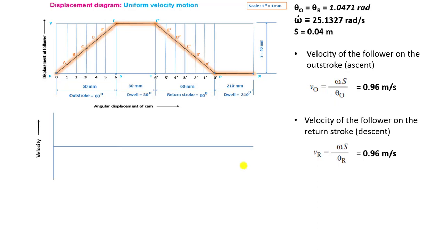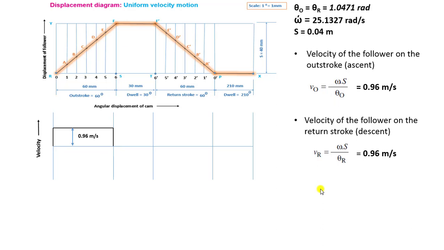Here, x-axis represents displacement of cam and y-axis represents velocity of follower. Draw projection from displacement diagram at the start and end of each stroke. At the start of outstroke, follower starts to move with velocity 0.96 meter per second within no time. Similarly, at the end of stroke, follower comes to rest from 0.96 meter per second speed within no time.